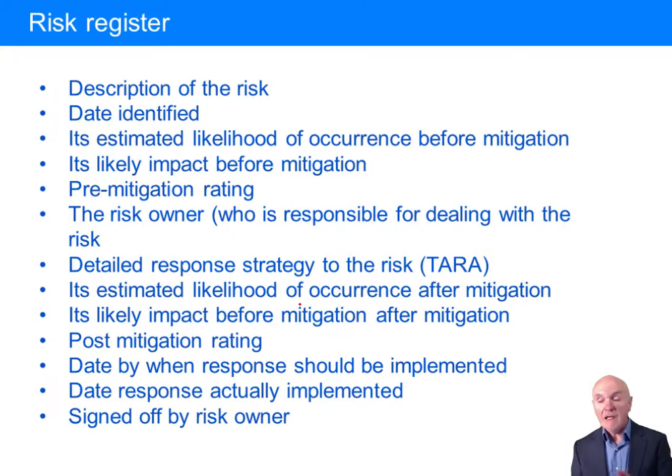So the risk might be, we've seen cables going across the floor in the office, and that someone is going to trip up and break an arm. The date it is identified. And then we go through what we're going to do about it, is it worth doing anything about it? So the estimated likelihood of occurrence before mitigation, and indeed the impact before mitigation. So how likely is it to occur, and what damage will be done? You might say that if someone's going to trip on this, the chances are they will break an arm. So that could be a pretty high pre-mitigation rating.